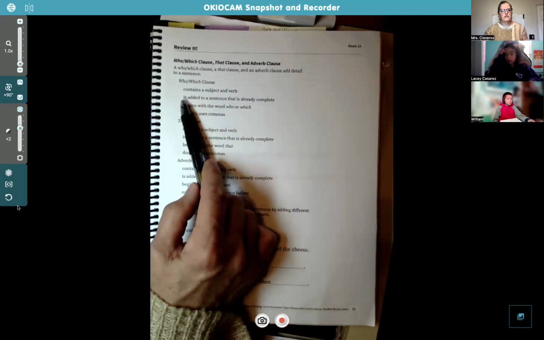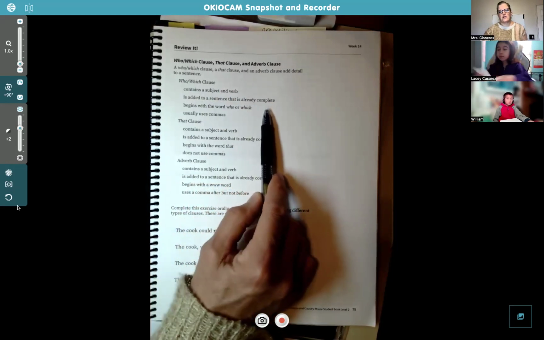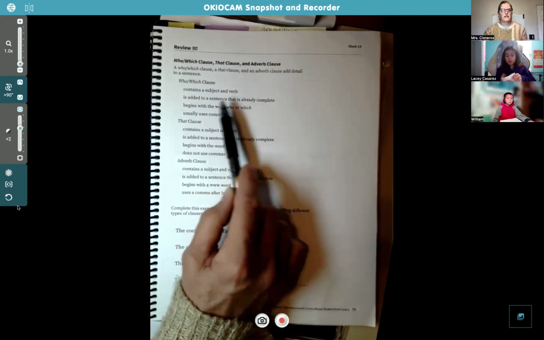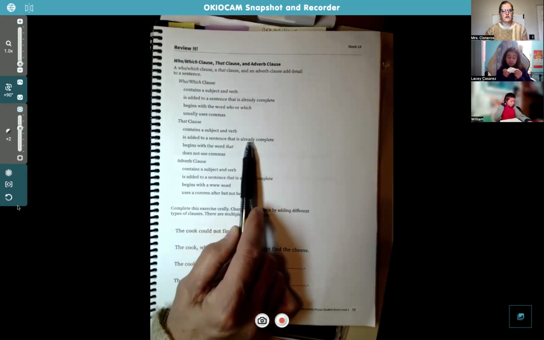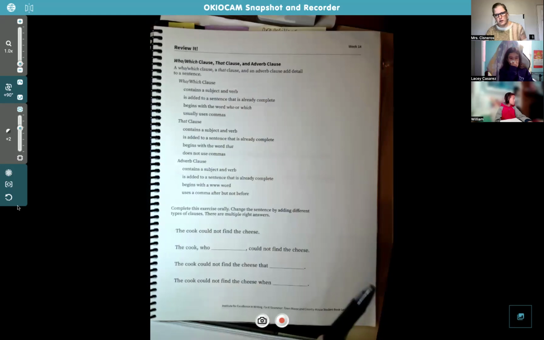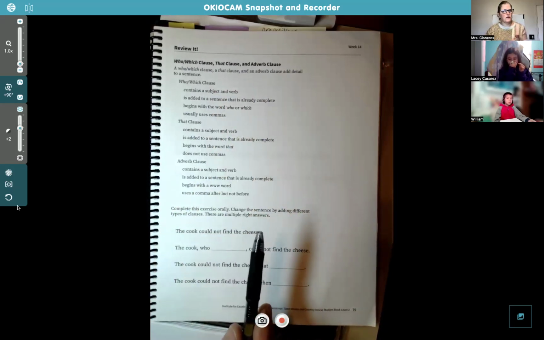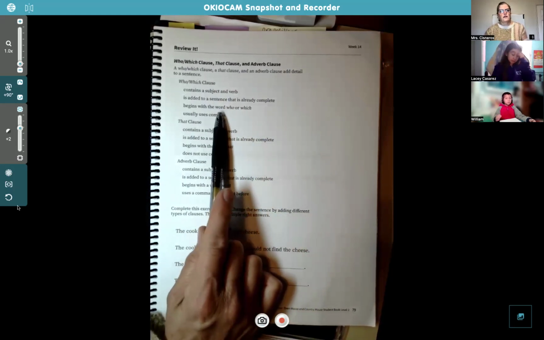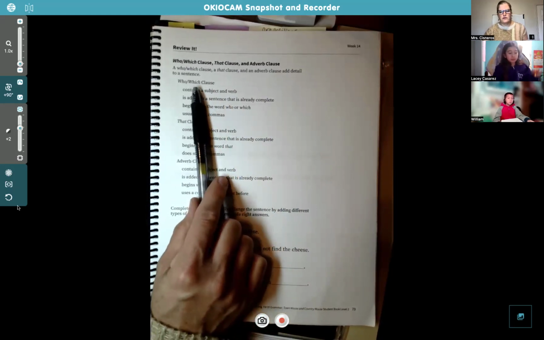The second line says is added to a sentence that is already complete, just like I said. So it's there, it's here. Under the that clause is added to a sentence that is already complete. Under the adverb clause is added to a sentence that is already complete. So they do a lot of the same things, right? Contains a subject verb and is added to a sentence that is already complete. This is where it changes up a little bit. You already know this, so this is just review.